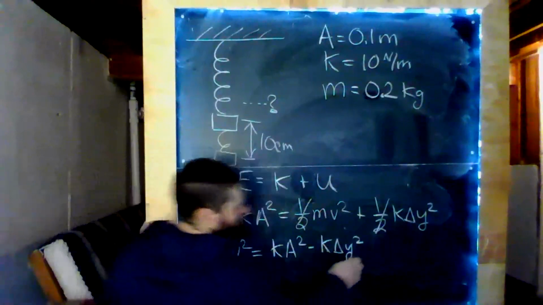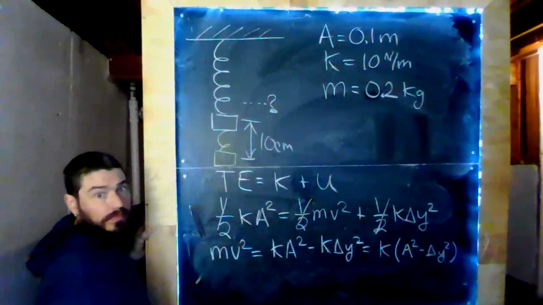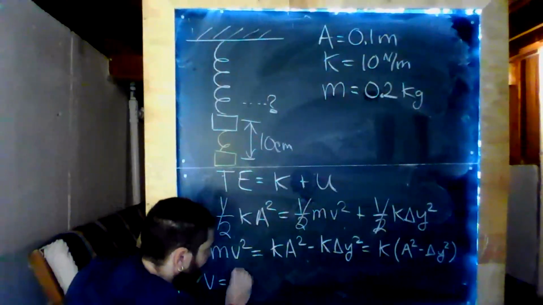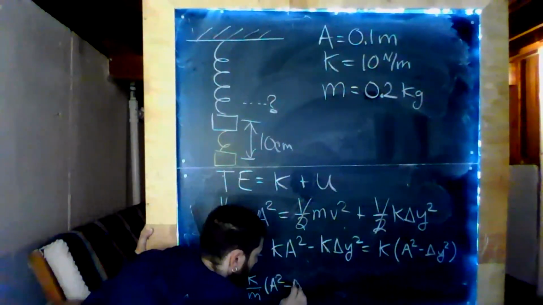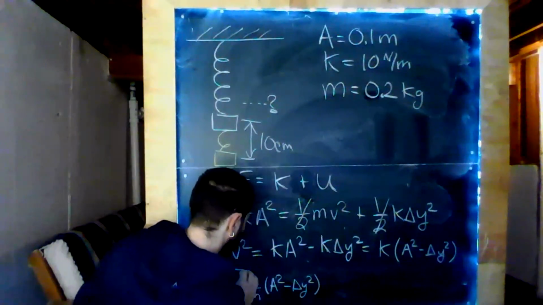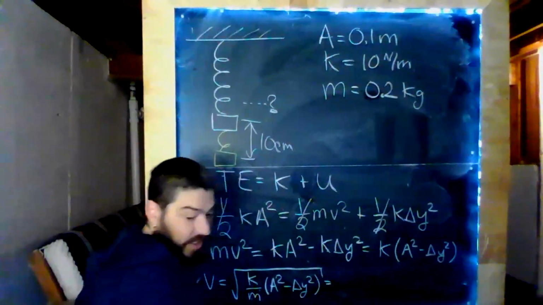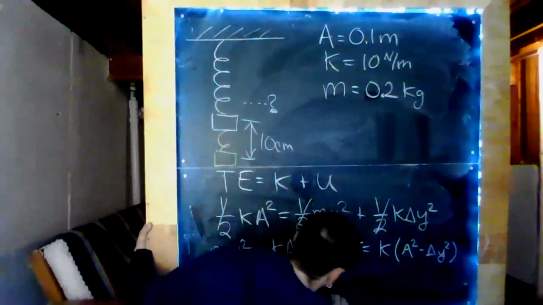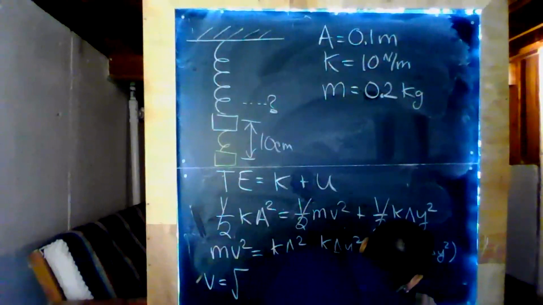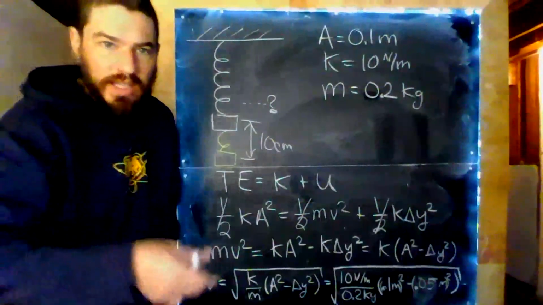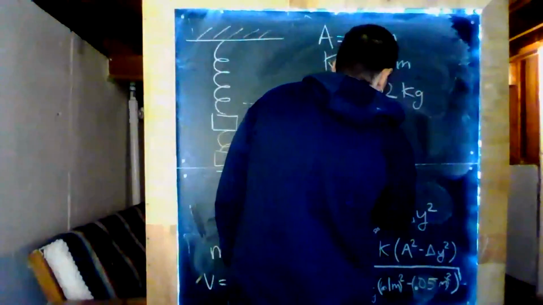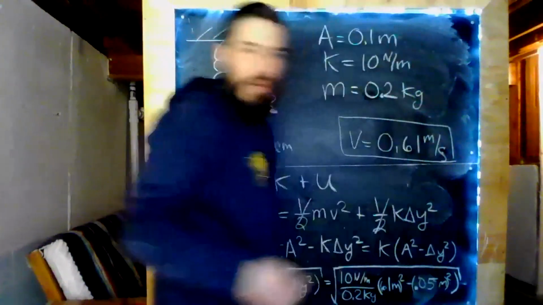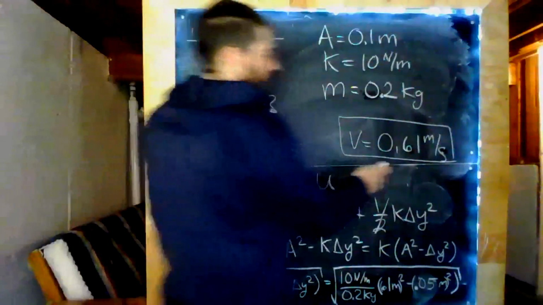Factor out my k. And now I can solve for v. And finally, I can put in my numbers. And so I got a number: 0.61 meters per second.